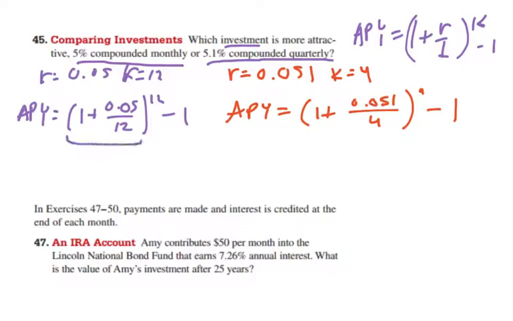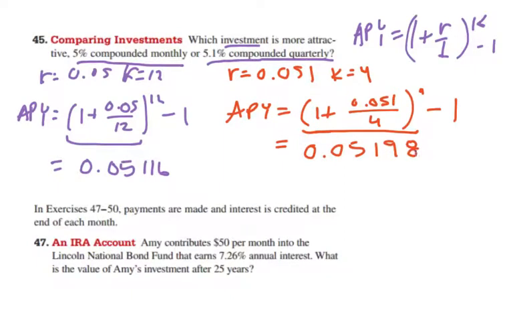So if we evaluate this first one, this fraction first, then raised to the 12th power, we get 1.00416 repeating that we are then going to bring to the 12th power and then subtract 1. So we get 0.05116. And then for this next one here, evaluating this inner part first, leaves us with 1.01275, that raised to the 4 power is 1.05199. And then, of course, subtracting 1 leaves us with 0.05198.